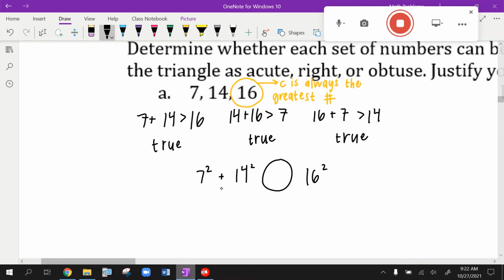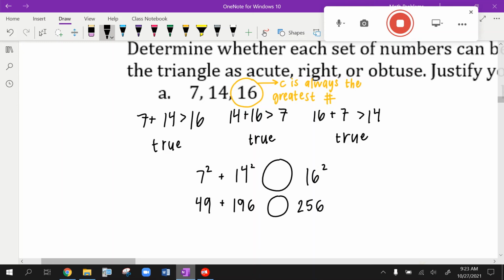So we'll start out and we'll leave this as an open circle because we don't know if it's greater than, equal to, or less than c squared. So we're going to find that out. So first start with 7 squared is 49. 14 squared is 196. And we want to see how does that compare to 16 squared or 256.